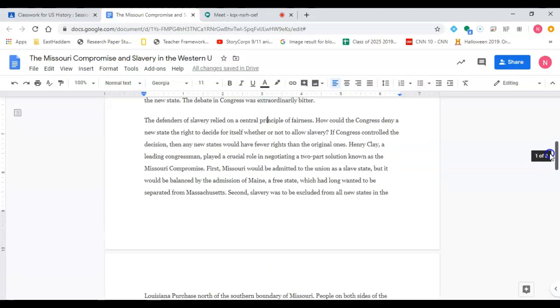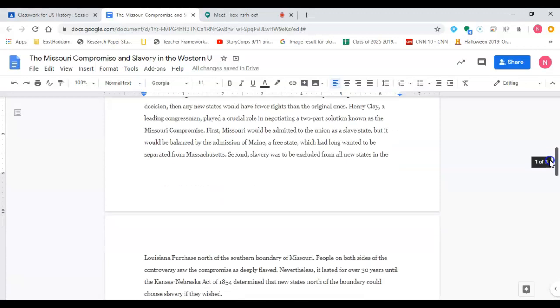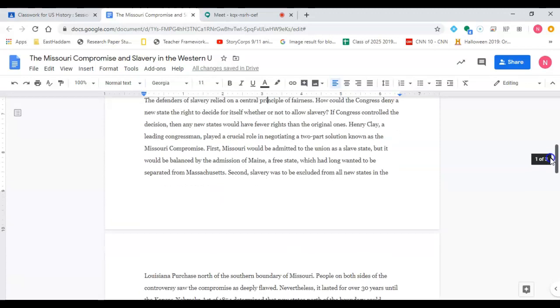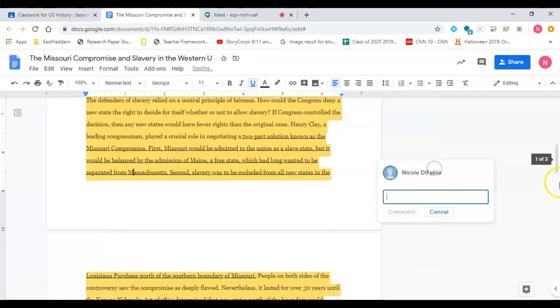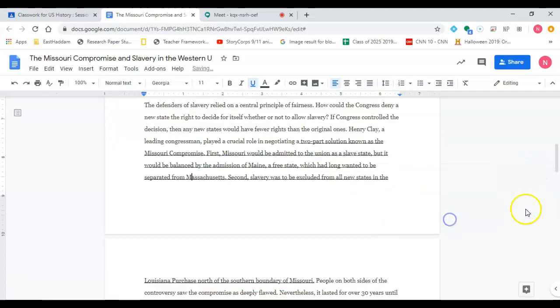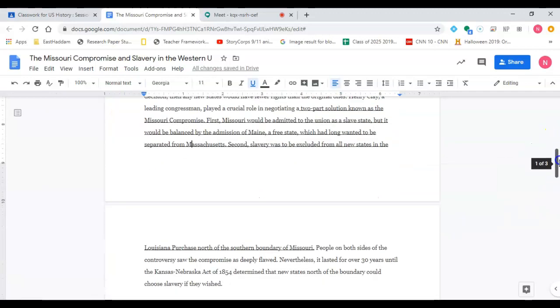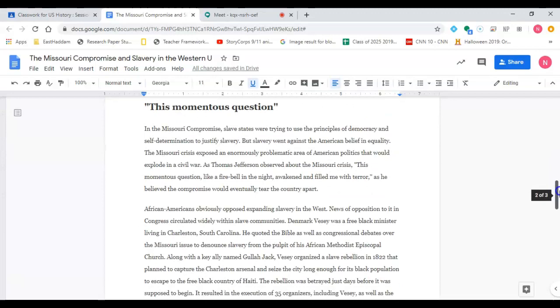So in this paragraph, there is a mention of a conflict. There's also a definition of what the Missouri Compromise was: a 2-part solution right here. I would probably make note of that, maybe with an underline or something for yourself, and then highlight some other conflict. But I'm not going to continue to highlight because that's going to be your job. But I'll keep reading for you.